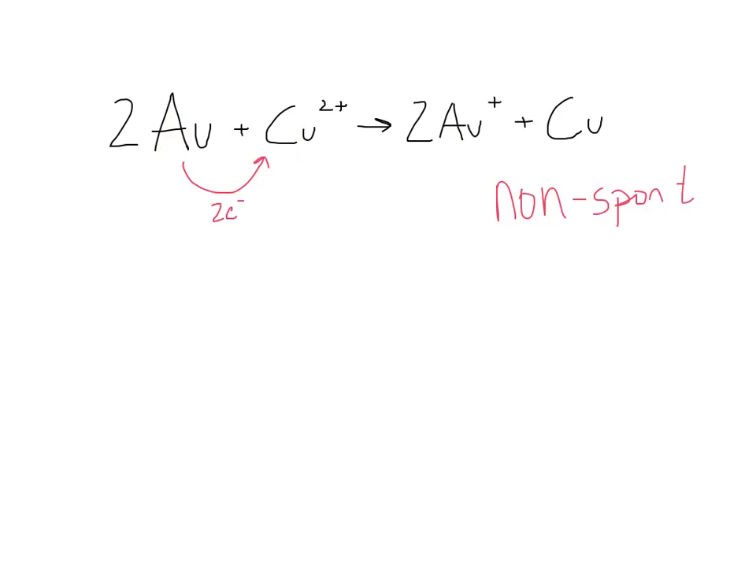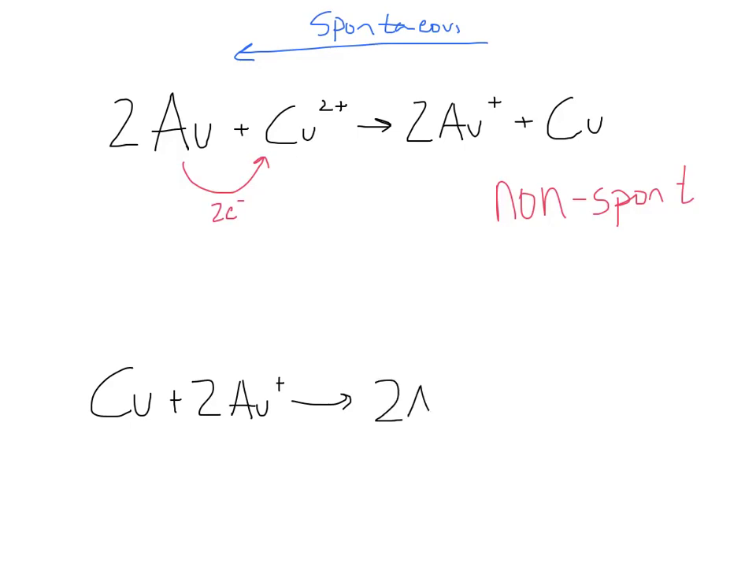However, gold is strong enough to take away from copper. So if we were to write this same reaction backwards, it would become spontaneous. As written, this is a non-spontaneous reaction, but backwards it would be spontaneous, so spontaneous in the reverse direction. We could rewrite this exact same thing as Cu plus 2 Au+ would turn into 2 neutral golds and Cu2+. In this top case, our delta G would be a positive value, but in this bottom one, our delta G would be a negative value.